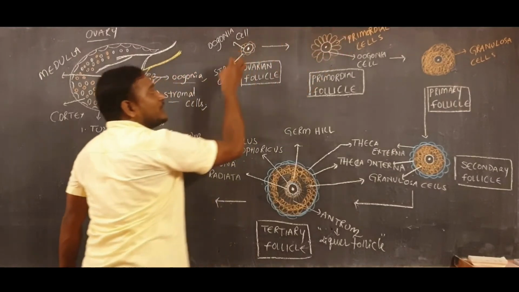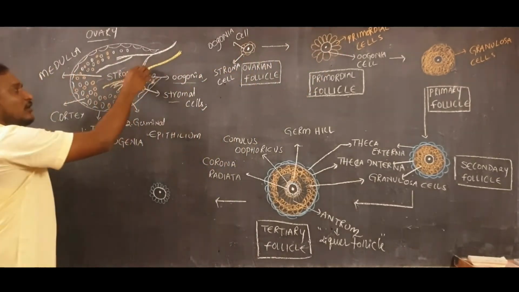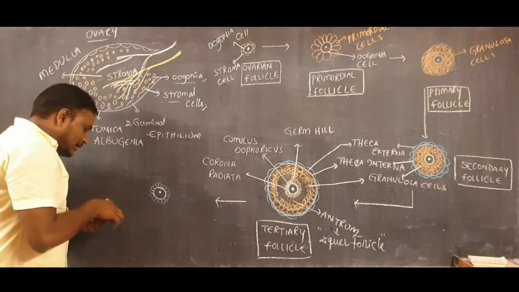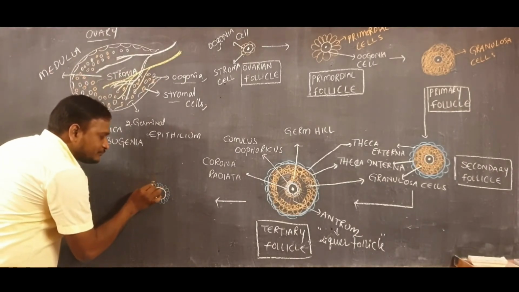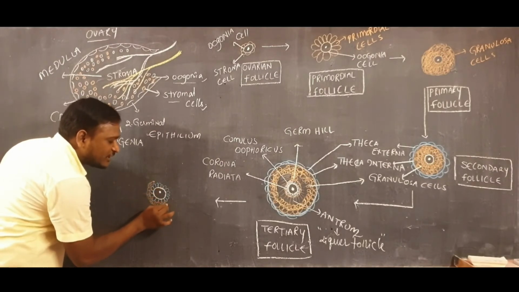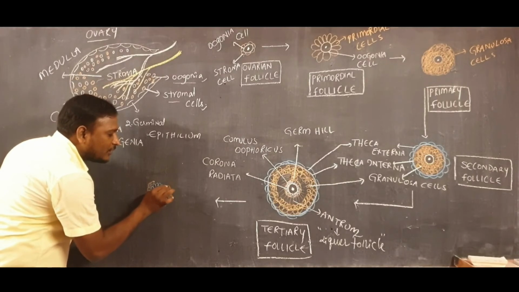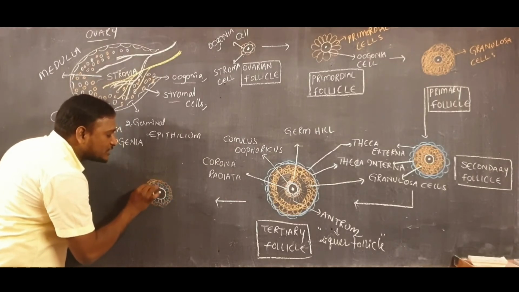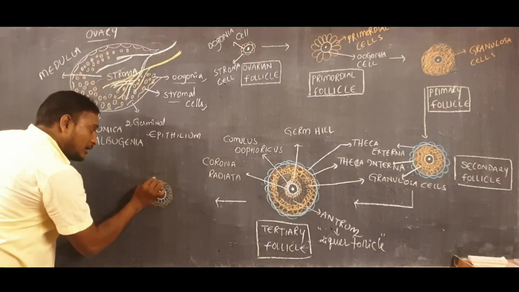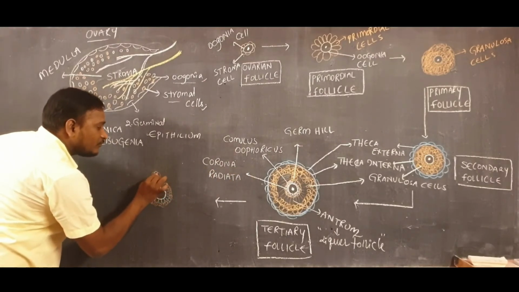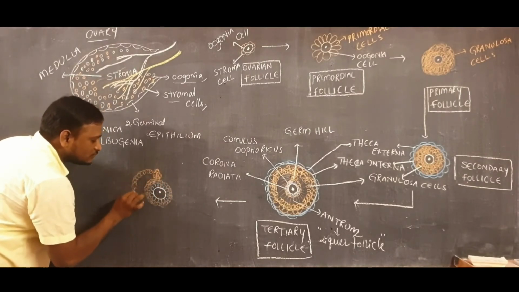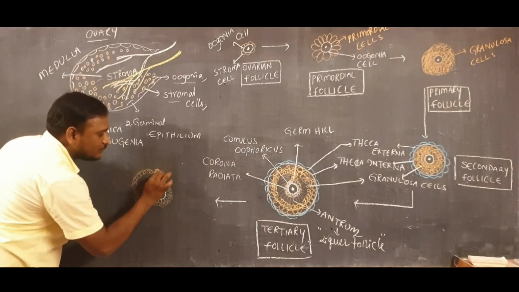That means they are formed from primordial cells. Primordial cells are formed from stroma cells. Stroma cells are present within the ovary. Remember that. And in this case, some amount of granulosa cells which are very closely associated with corona radiata are also called cumulus oophorus, as in the tertiary follicle, and some are attached outside, granulosa cells.